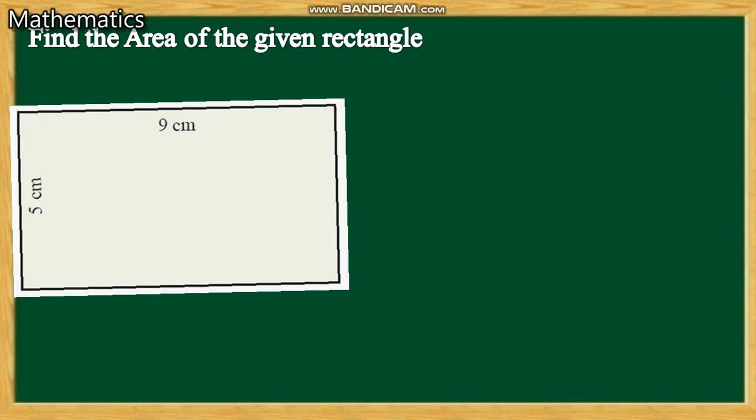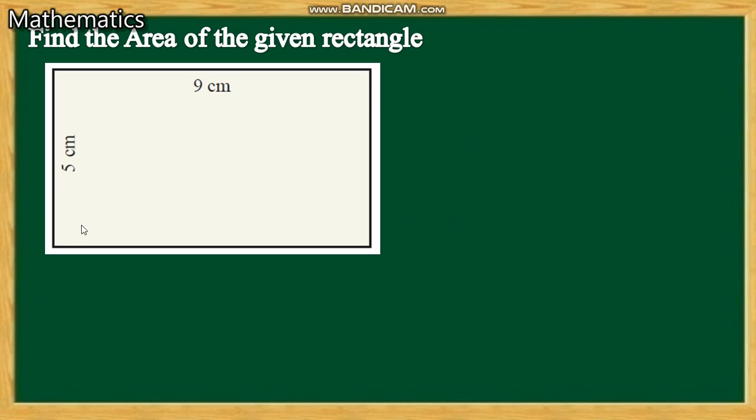Find the area of the given rectangle. A rectangle is given to you. Width 5 centimeter, length 9 centimeter. Then how much is the area? Area is equal to width into length. Everyone study that. Area of a rectangle is equal to width into length, or you may study area of a rectangle is equal to length into width.